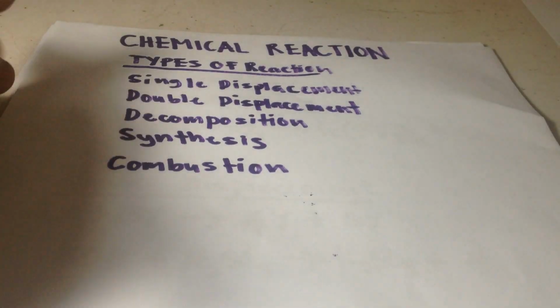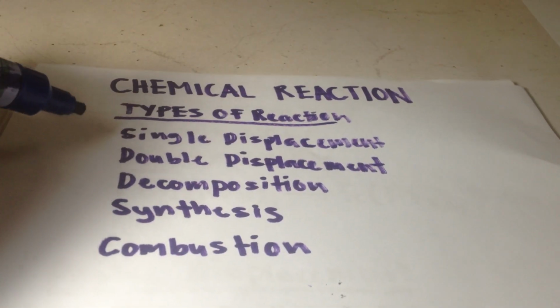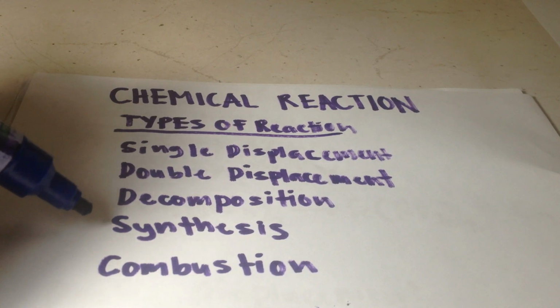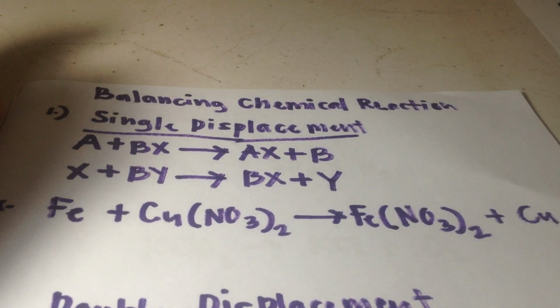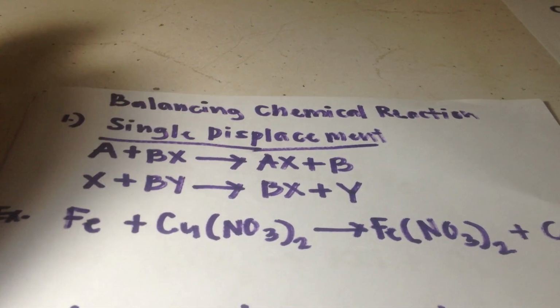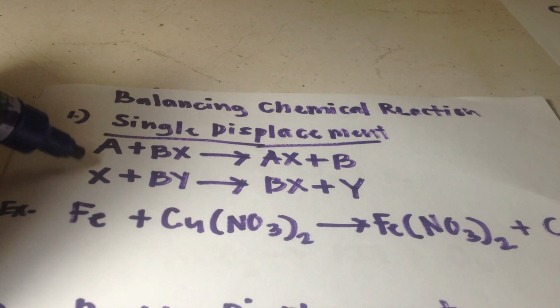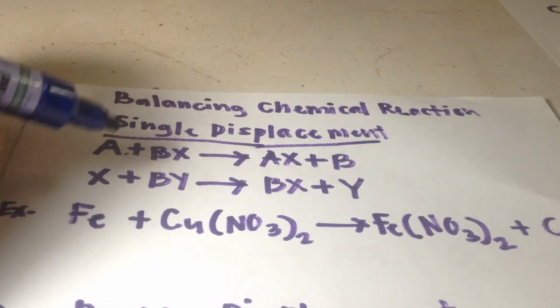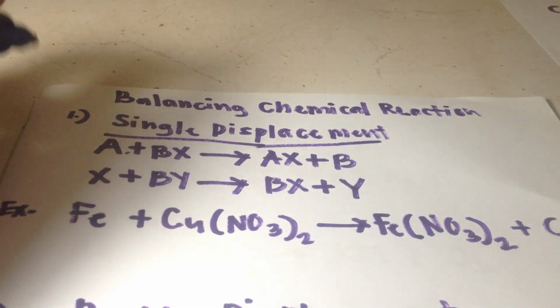Next, these are the types of chemical reactions: single displacement, double displacement, decomposition, synthesis, and combustion. First, we need to balance the chemical reaction. First is single displacement. Single displacement is denoted by A plus BX reacts to AX plus B, or Y plus BX reacts to BY plus X.